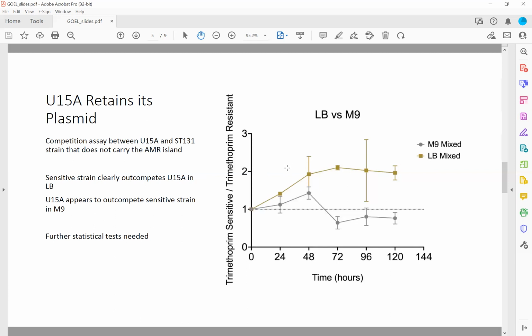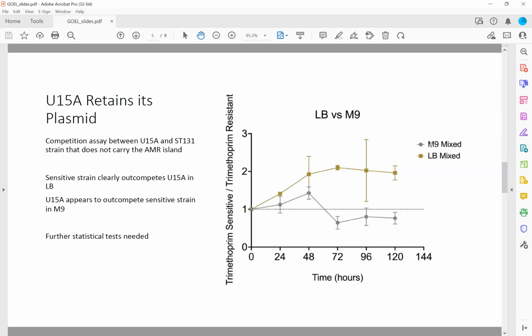One has the plasmid and one doesn't. That's the only difference. And you can see here in LB, this is a ratio. So anytime the number is higher than 1, the sensitive has outcompeted the resistant. And anytime the number is lower than 1, the resistant has outcompeted the sensitive. So in LB, which is a very nutritious media, you can see that the sensitive one that doesn't have the plasmid is growing faster than the resistant.